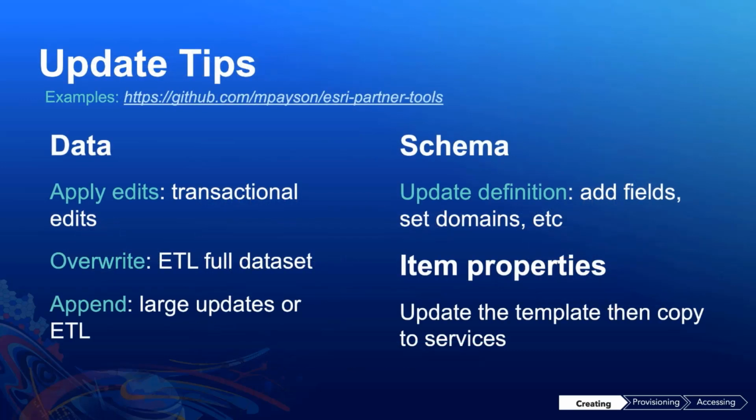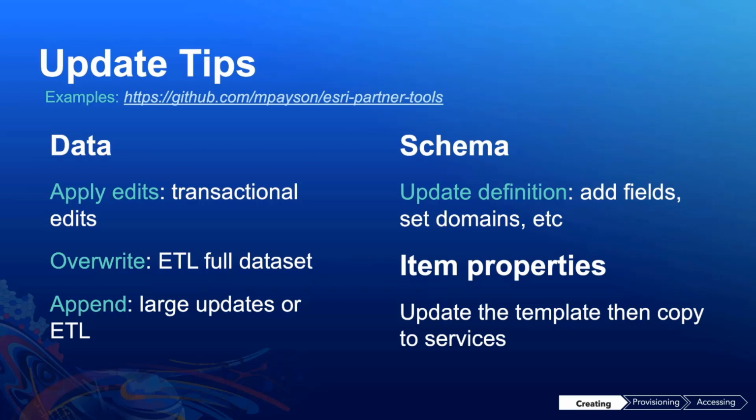The last slide in the section is just some update tips. So inevitably, something's going to need to update, and there are a couple different tips here. If you want to update the data, there are 3 API methods. There's apply edits, which is for transactional and row by row edits. There's overwrite, which takes a full incoming data file and completely overwrites an existing service. And then there's append, which takes an incoming data file and adds new records to an existing data service, or optionally updates existing records based on a uniquely indexed field.